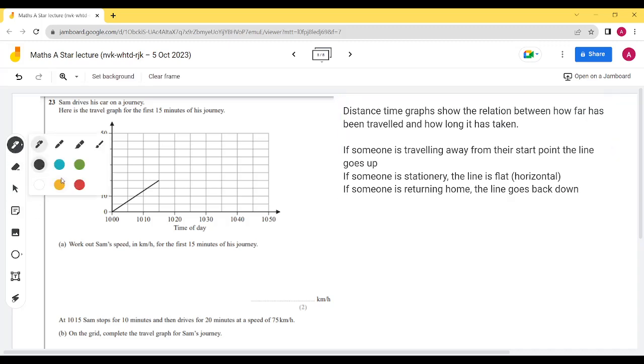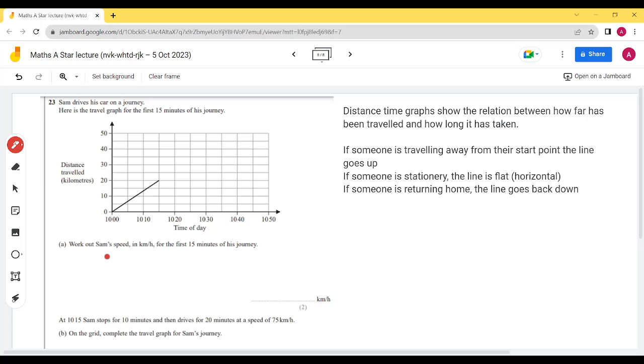I'm going to cross this off, but you'd have a line. Say if it said he took 5 minutes to travel home, you would have a straight line down like this, back for 4 to 5 minutes. Okay, but in this particular question, we are just asked to work out Sam's speed in kilometers per hour for the first 15 minutes of his journey.